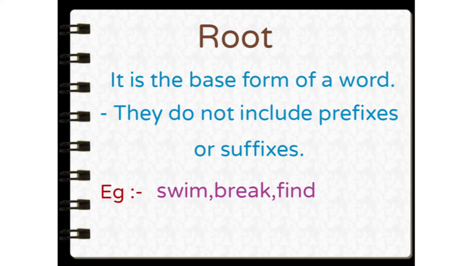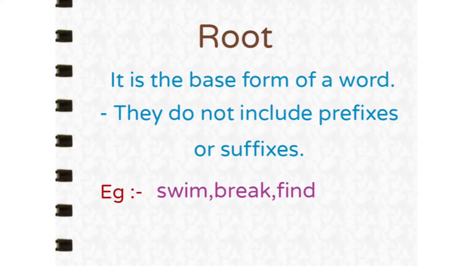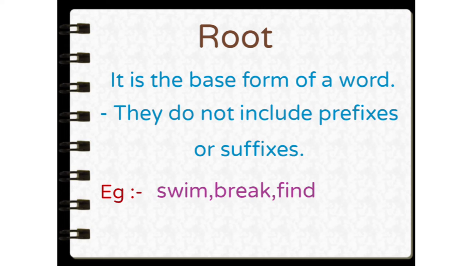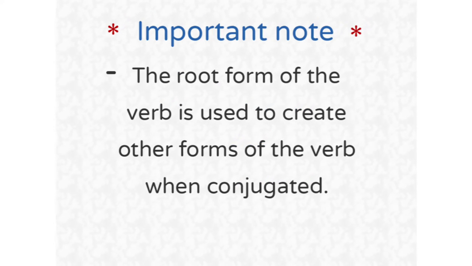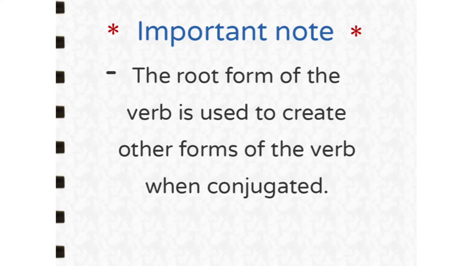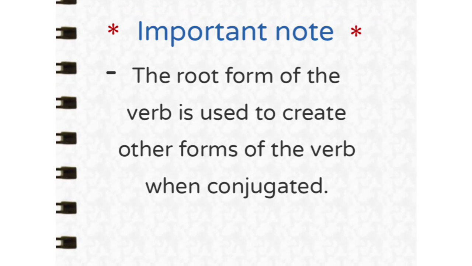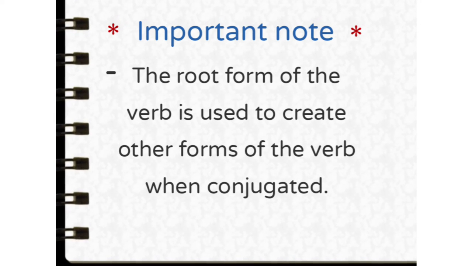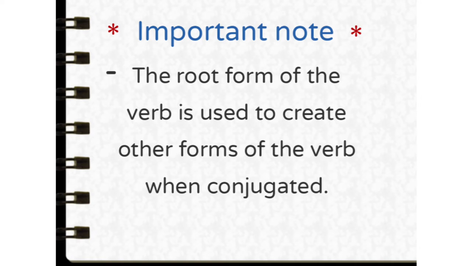The first form is root. It is the base form of a word. Also you have to remember that they do not include prefixes or suffixes. For example, swim, break, find, these are the base form. One important point is that the root form of the verb is used to create other forms of the verb when conjugated. Conjugated means when joined together.